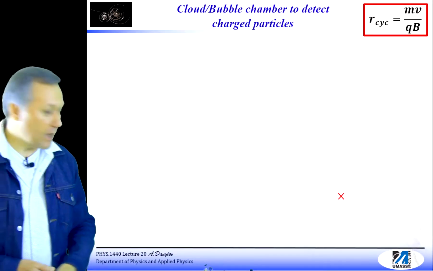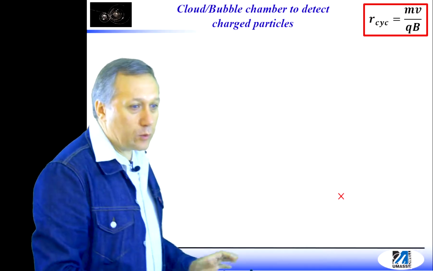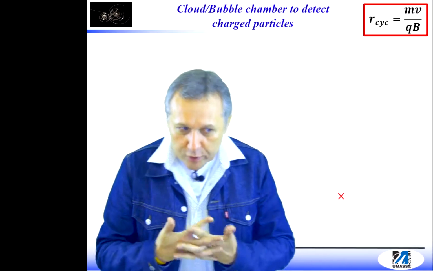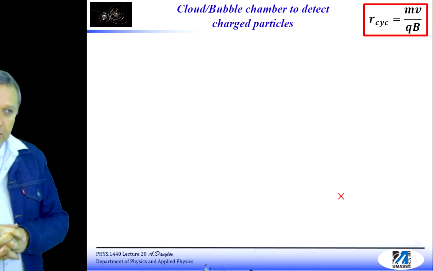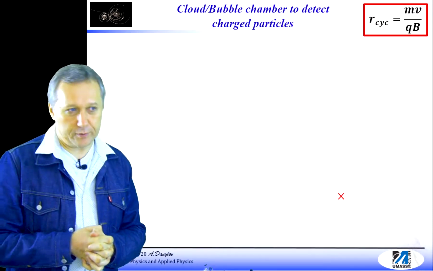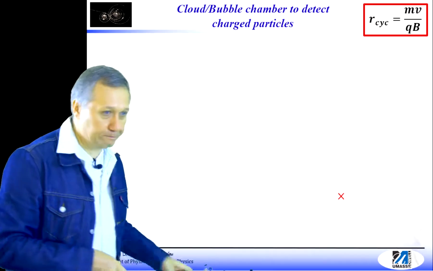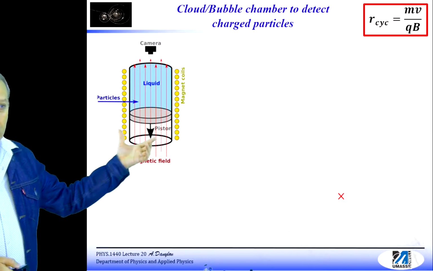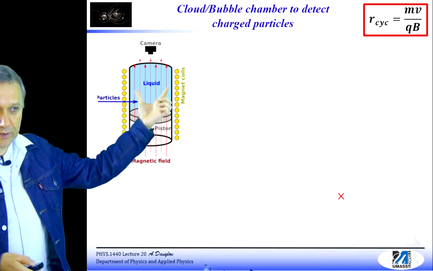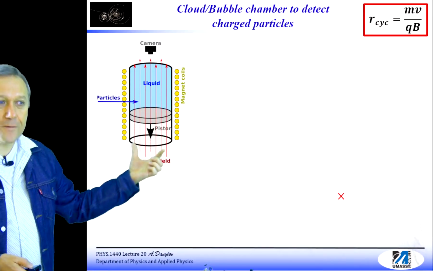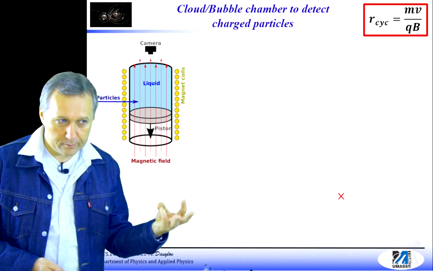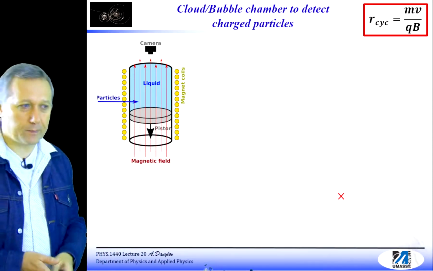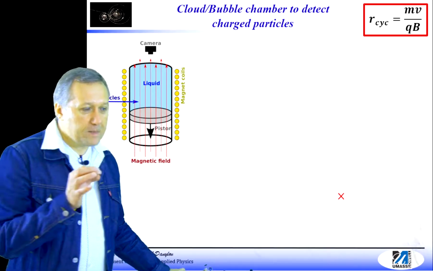So next application, the cloud or bubble chamber, which is used a lot by researchers and engineers working with elementary particles. So how does it work? There is a chamber, a container. You see this cylindrical container filled with what is called a supersaturated vapor of water. What's so special about that medium? It has this condition.